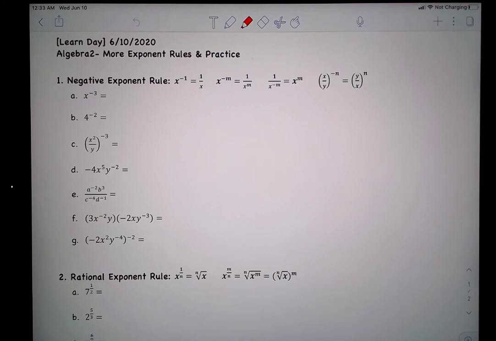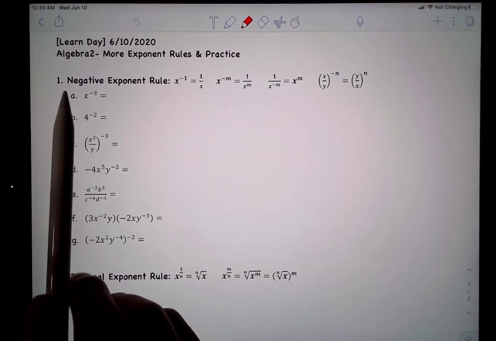We did the exponent rules and practice, right? Last class, and today I'm gonna show you two more rules, and that's the major thing on Algebra 2. So last class was more likely Algebra 1 stuff, and this is definitely Algebra 2 stuff. Alright, so let's look at this one, guys.